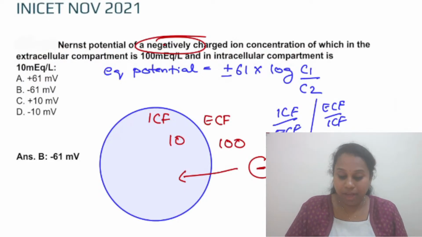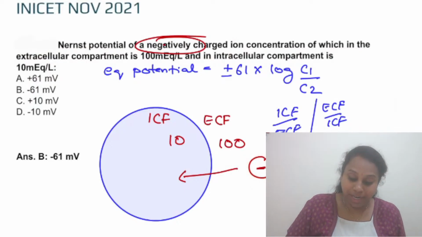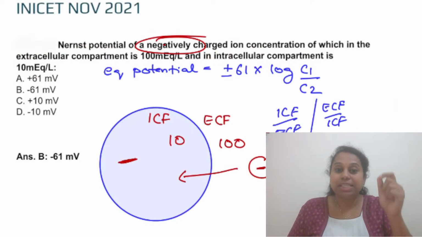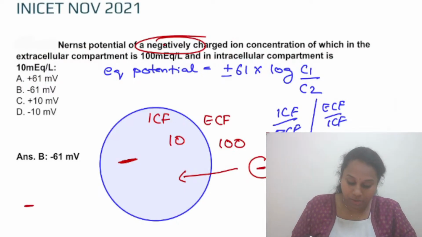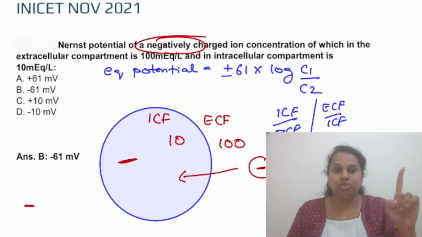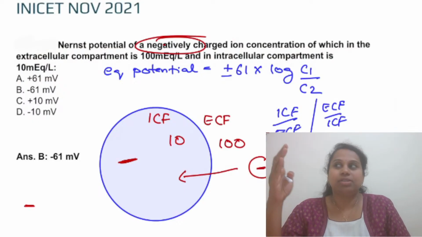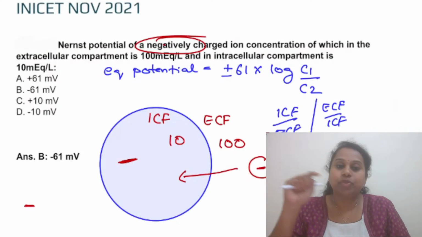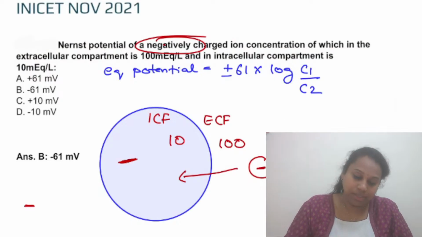We will see what charge the ion is adding into the cell. A negative ion is moving from outside to inside. So this will create a negativity inside. So at equilibrium, this ion is making the inside negative. So we have determined the answer to be negative. Nernst potential, the answer should be negative only, because Nernst potential is whatever charge that particular ion has added to the inside of the cell at equilibrium. So this is negative.